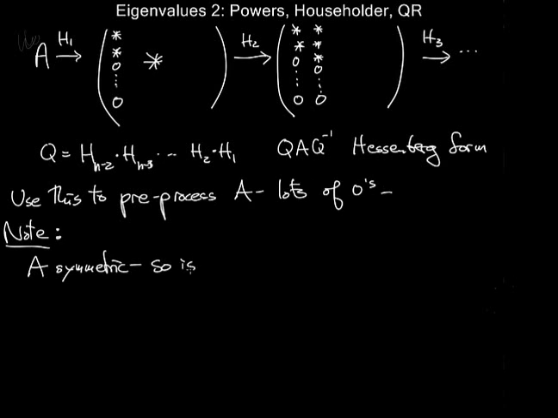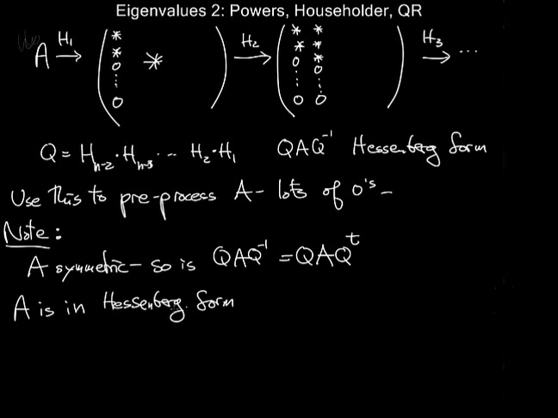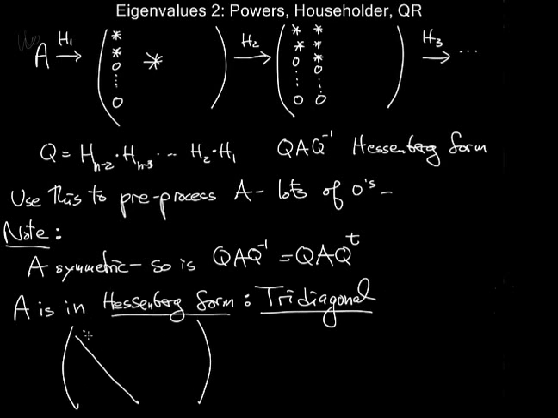Now, an important point is if A is symmetric, then so is Q A Q inverse, because Q inverse is the same as Q transpose. And so in that case, being in Hessenberg form, well, it's symmetric, so it's in what's called tridiagonal form. And that's because you only have the subdiagonal below the diagonal, and that means you only have the superdiagonal above it, which is to say you have these three diagonals that can be non-zero, but everything else is zero. That's called tridiagonal form.